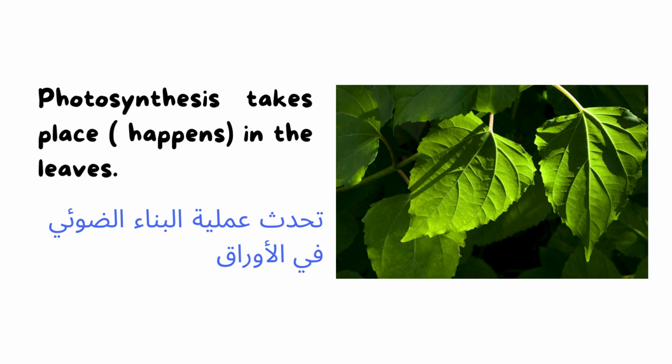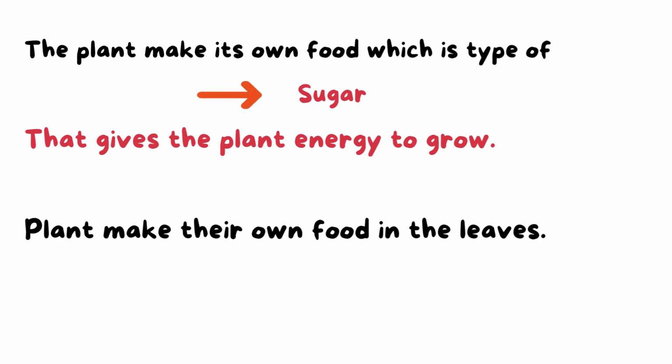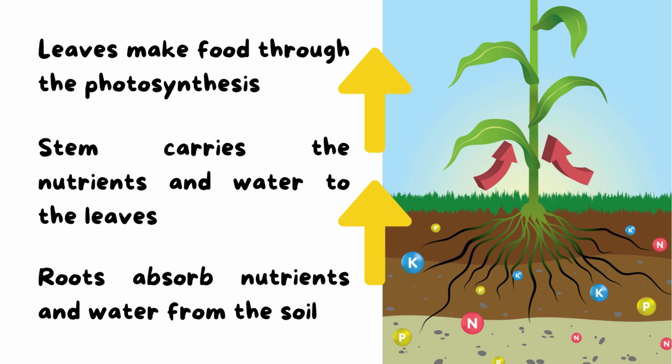So the plant makes its own food. You know what the food for the plants is? It is a type of sugar. So the plant food is a type of sugar that gives the plant energy to grow. So the plant makes its own food in the leaves by the process called what? Yes, photosynthesis.